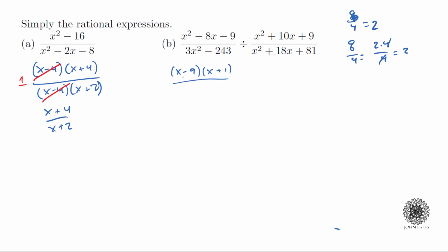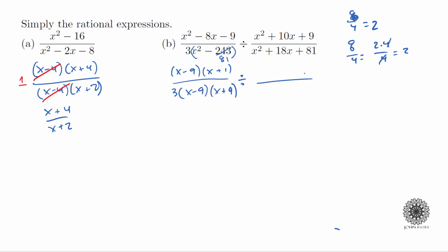And in the denominator, I can take out the 3. So let's think for a moment. If I took out that 3, this 243 wouldn't be 243, it would be 81, because 81 times 3 is 243. So now that's 3 times x squared minus 81, that's the difference of squares. That's going to be x minus 9 times x plus 9. Okay, now division, well, let's leave this alone for a minute. We'll get to the division part in a second. Let's just factor the second part here.